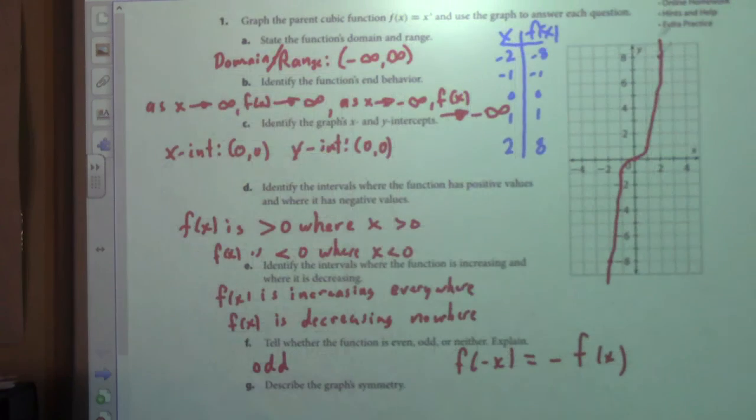And then it says, describe the graph symmetry. The symmetry is like this. What kind of symmetry is that? It's actually symmetric. This has what we call 180-degree rotational symmetry.